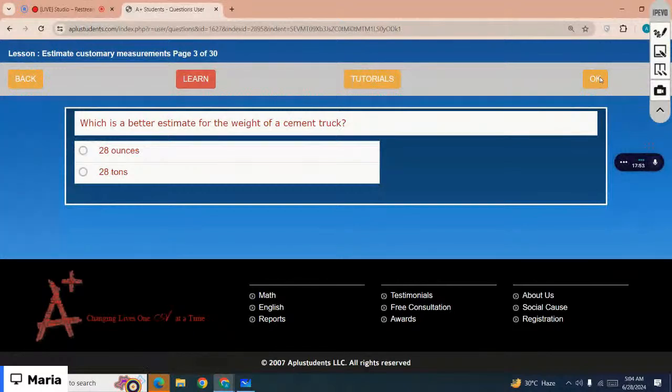Which is the better estimate for the weight of a cement truck? Which is the correct option? 28 ounces, 28 tons, which is the correct option? 28 tons, because that is a cement truck. So the correct option is 28 tons.